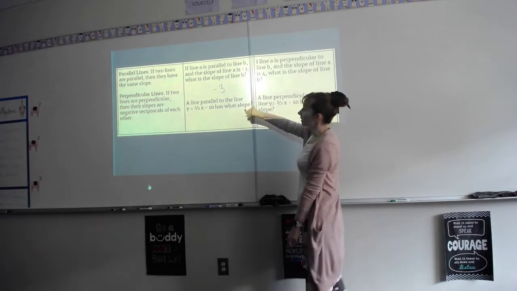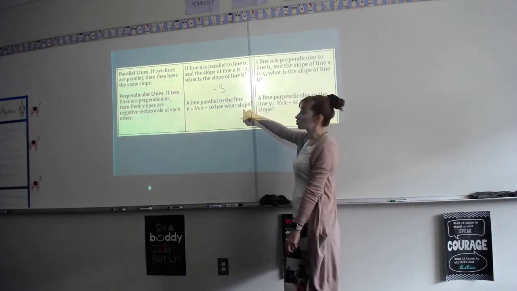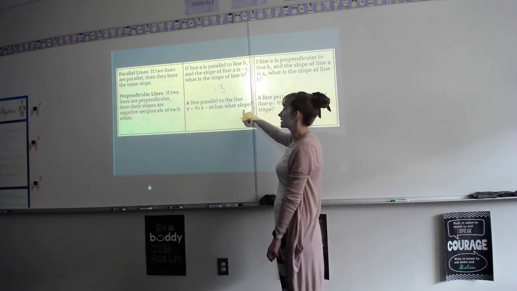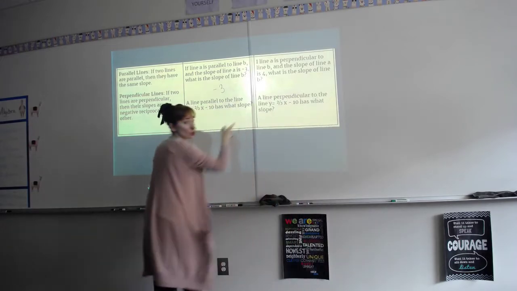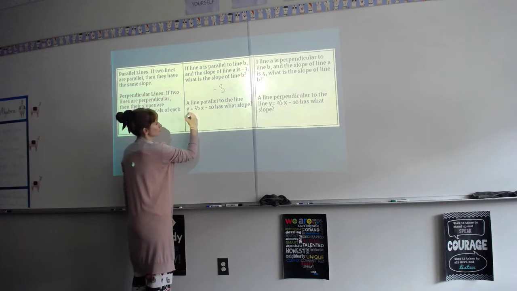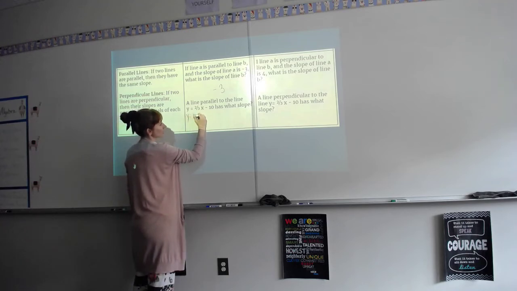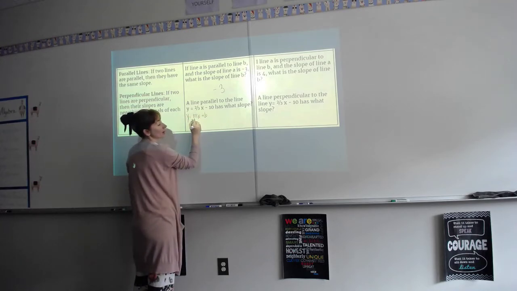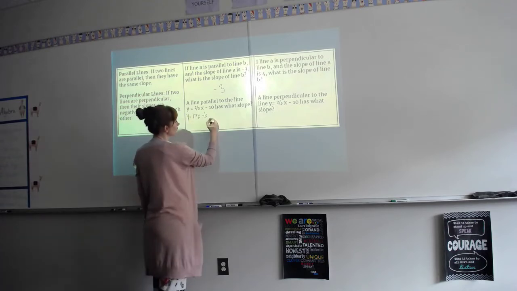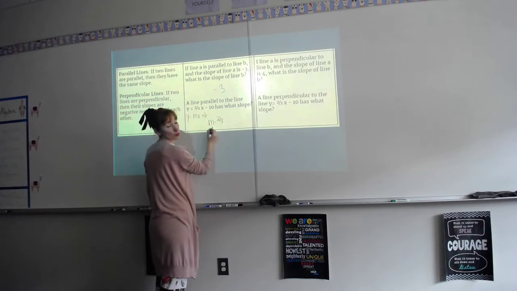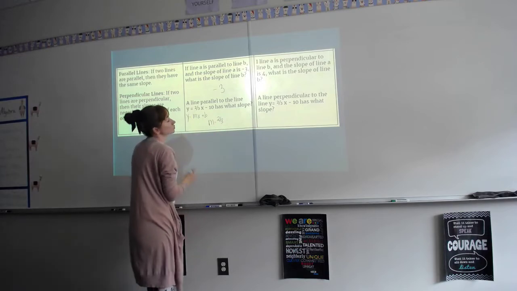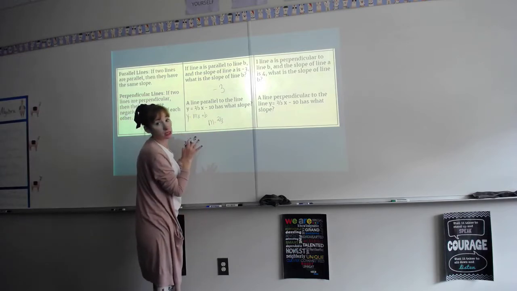Now, a line parallel to the line y equals 2 over 3x minus 10 has what slope? Now, this equation is in our slope-intercept form. And remember, that's y equals mx plus b, where m is our slope and b is our y-intercept. So I hope you realize that our slope is 2 over 3. And remember, we use m to signify slope in equations. So we've got parallel, same slope.